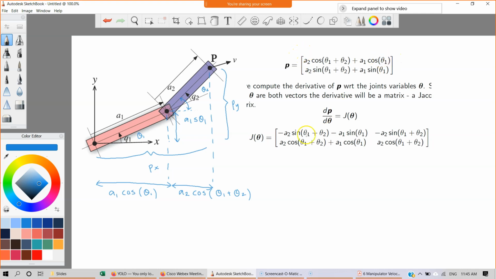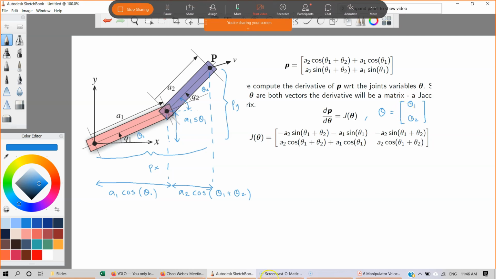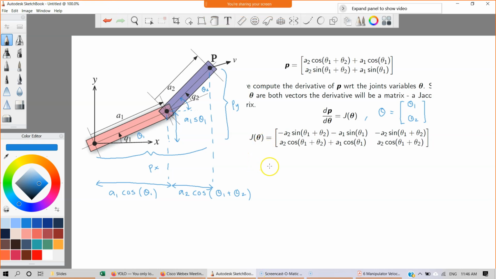But what is theta? Theta is a vector with two elements, theta 1 and theta 2. So how do you perform a derivative of a vector with respect to a vector? You might not have seen this before.